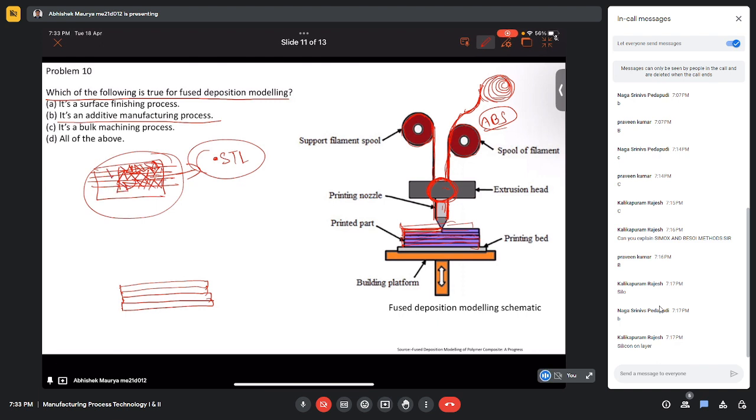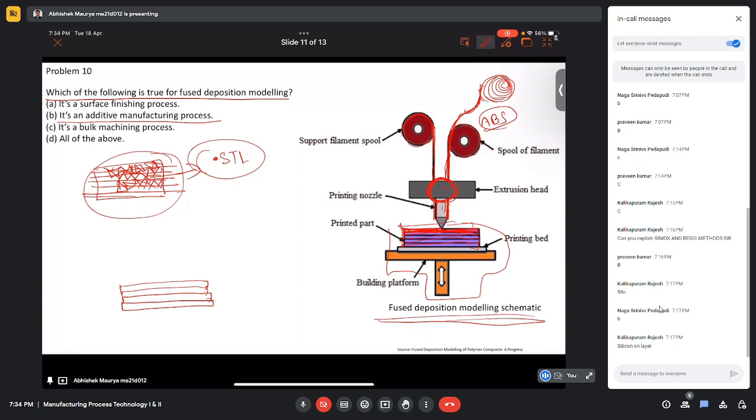So there is something called a slicing algorithm. It slices the whole 3D model into different layers, and those layers get deposited one over each other by this 3D printer, and that is controlled by the CNC codes. This kind of process is called fused deposition modeling.